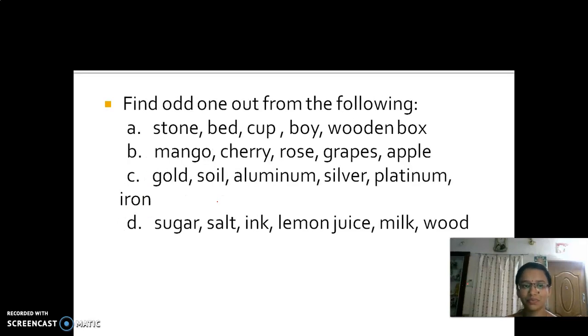Okay. Look here. Find the odd one out from the following. First one: stone, bed, cup, boy, wooden. Which is the answer? Very good. Boy. It is a living thing. Others are non-living things. Next one: mango, cherry, rose, grapes, apple. Yes, very good. Rose, because it is a flower. Others are fruits. Here: gold, soil, aluminium, silver, platinum, iron. Yes, soil. Others are metals.